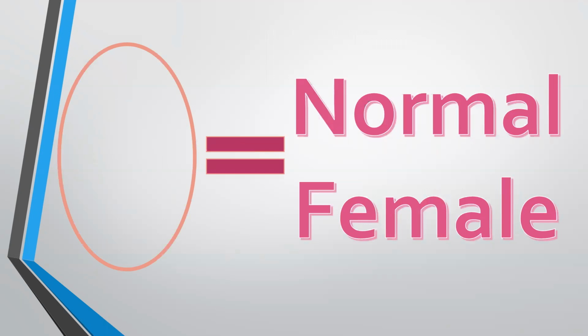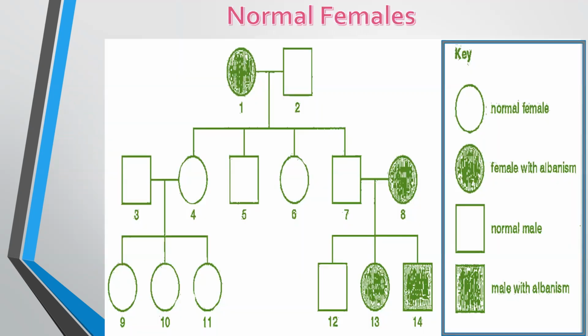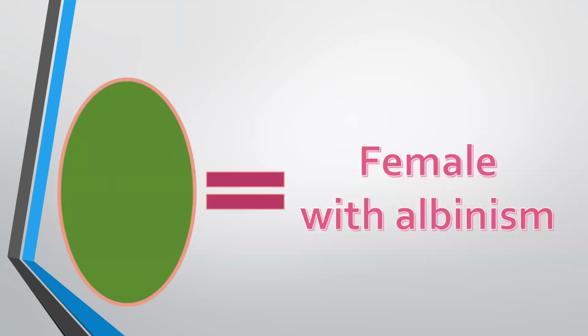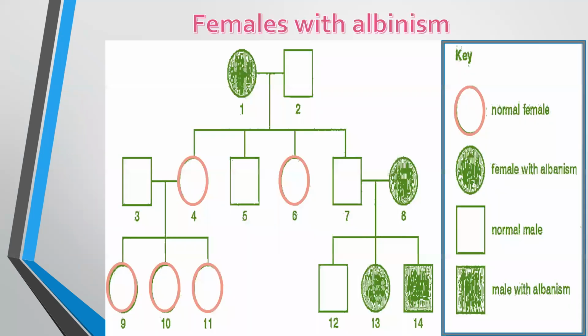The key tells us that a circle that is not shaded in represents normal females. So we can see here individuals 4, 6, 9, 10, and 11 are all normal females. The circles that are shaded in green represent a female with albinism. So we have three individuals in the family that are females with albinism.